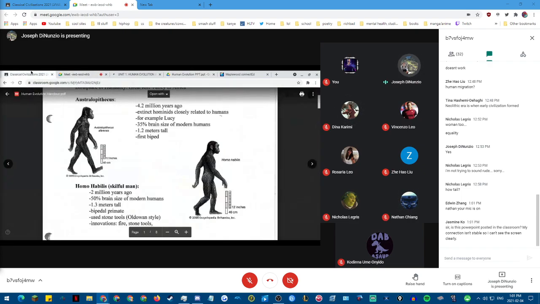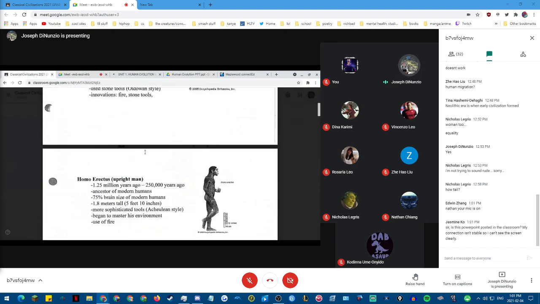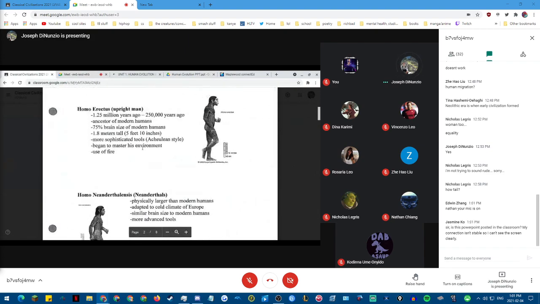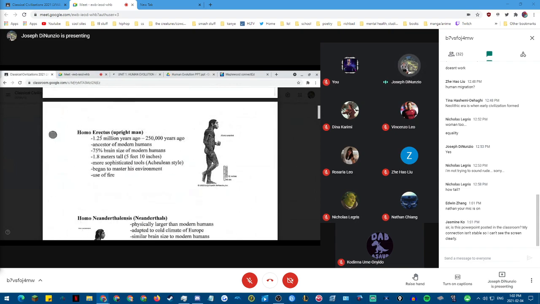Okay, so next we're going to move on to Homo erectus. Now we're starting to get a little bit taller. This is roughly 1.2 million to 250,000 years ago. Now these dates are important. You need to remember these dates, the order, the dates, size, brain size, all of these things. So here we have the upright man. Now we're starting to look similar to modern humans. We're much taller, 75% of brain size.